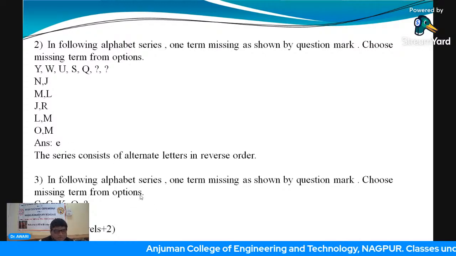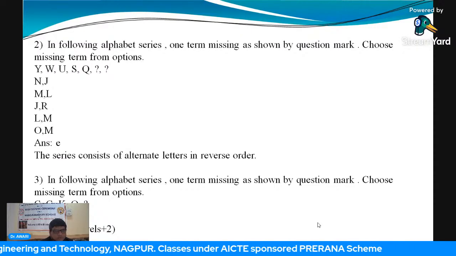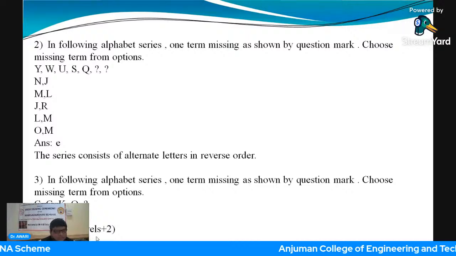In the following alphabet series, one term is missing, which is shown by the question mark. Choose the missing term from the options: C, G, K, Q, W, T, S, R. So W is nothing but the vowels plus 2.